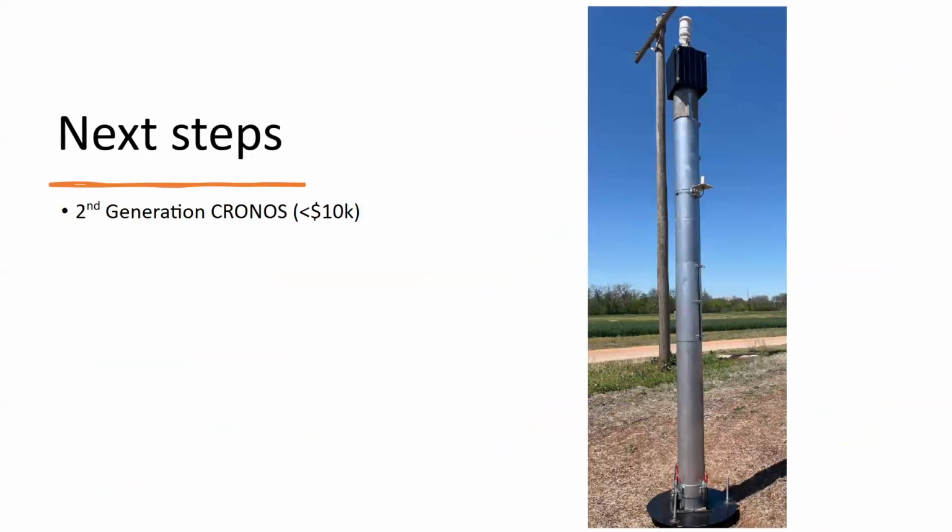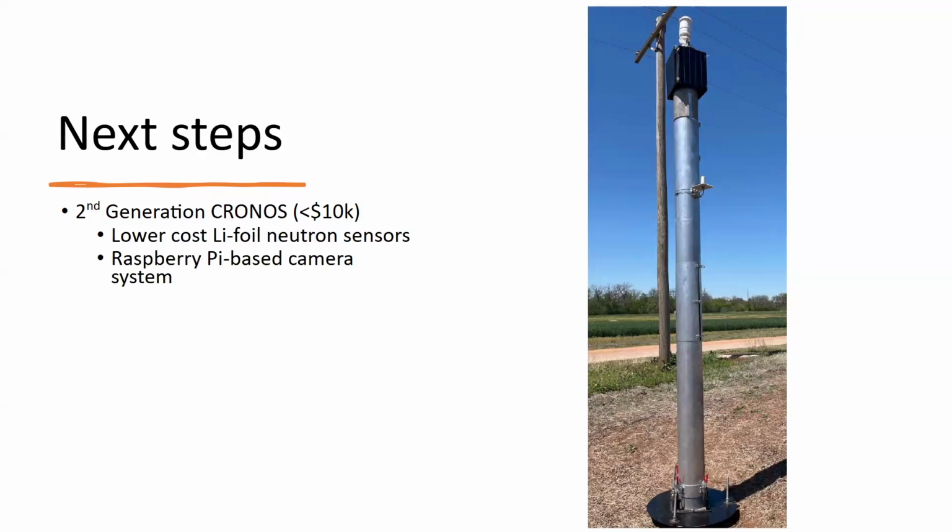So, next steps. Those first generation stations, because we were using helium-3, which is very expensive, the whole package cost us probably about $20,000 per site. Now in the second generation, we're using lithium foil sensors for the neutron sensors. Those are lower cost, and we've got a Raspberry Pi. We couldn't find any good camera system on the market that we were satisfied with, so we built our own. Field testing is ongoing. Those stations we can create for under $10,000 each, and what I would like to see is to get us to under $5,000 per station.